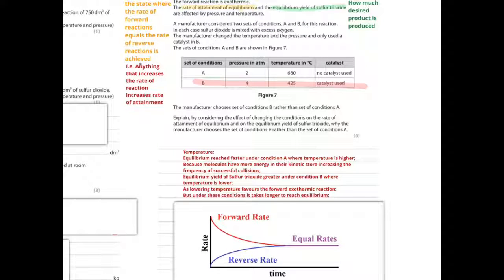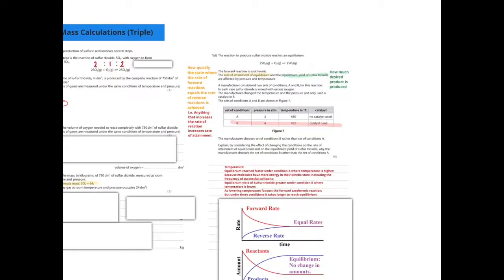Remember what I said, that anything that increases the rate of reaction increases the rate of attainment. So temperature here, equilibrium is reached much faster under condition A, where the temperature is higher. But we need to explain why. Because the molecules have more energy in their kinetic store, increasing the frequency of successful collisions. In other words, they're moving faster, they're going to collide with oxygen and produce sulfur trioxide.